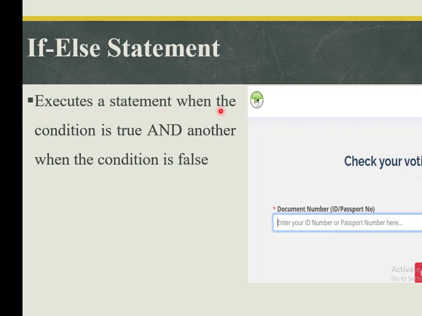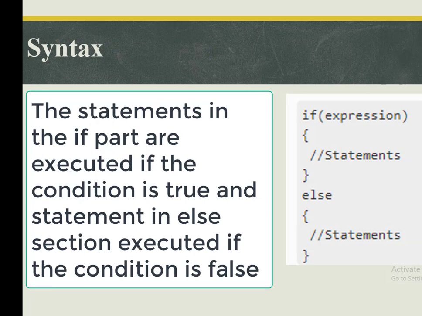It executes a statement when the condition is true. In this given case, you have provided a correct ID number. And another statement when the condition is false. So when you provide an invalid ID number, then it executes the else section and equally displays some output.